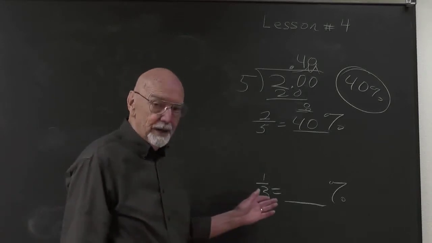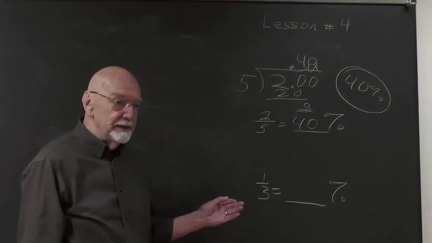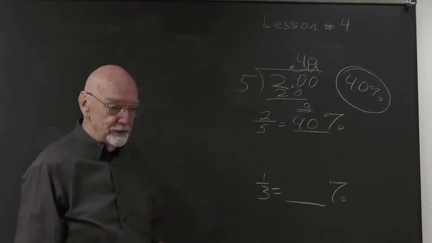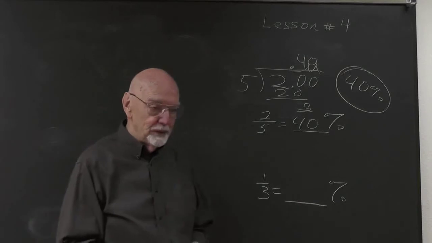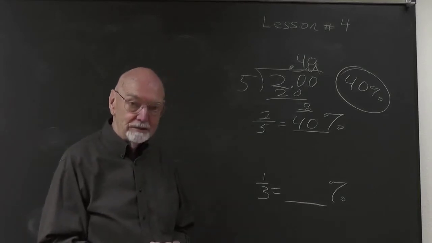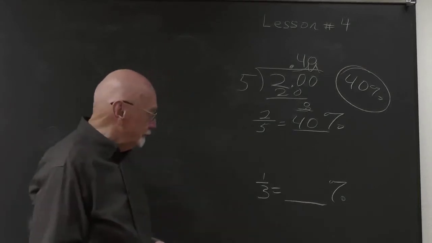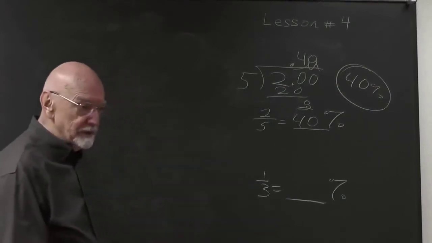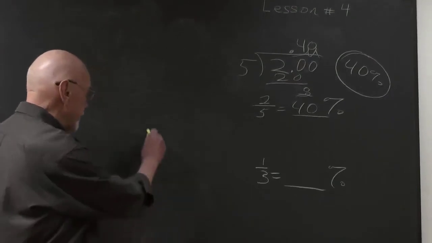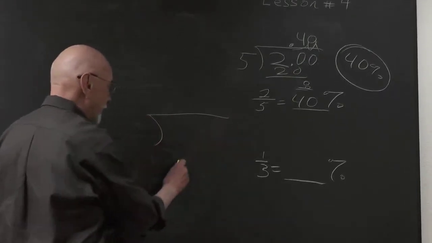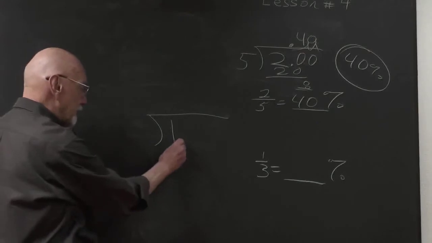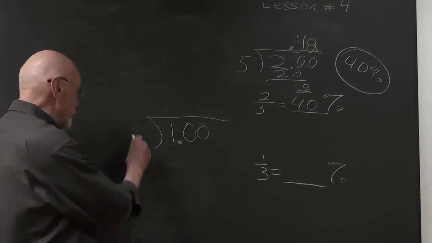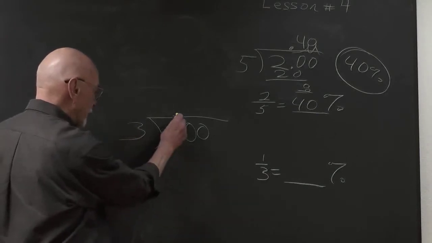So far, we have divided numbers that have come out evenly. And you've probably been wondering what happens when it does not come out evenly. So this is the first one we've done, where the answer is not even. Top number inside, and we're going to put a decimal point and a couple zeros. Bottom number outside, decimal point will go straight up there.